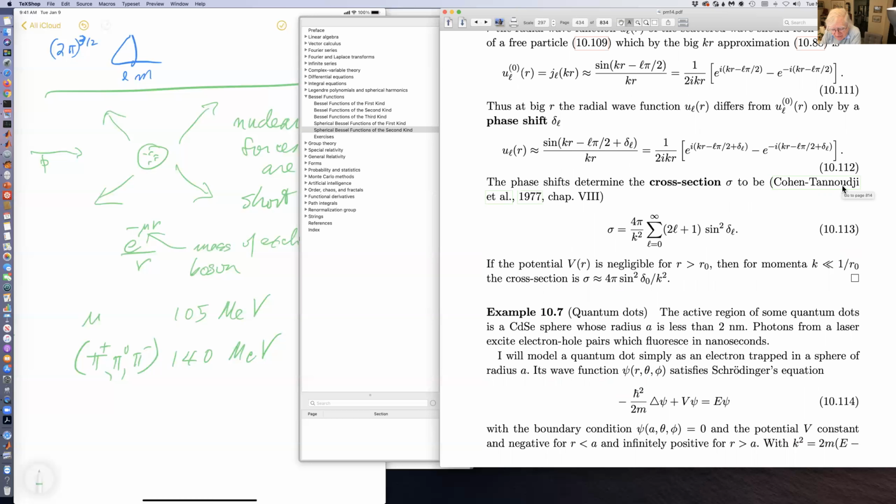Incidentally, that's an excellent textbook. It's Tannoudji, by the way. Tannoudji won the Nobel Prize in Physics for work in optics, and it's a funny book. It's quite long.